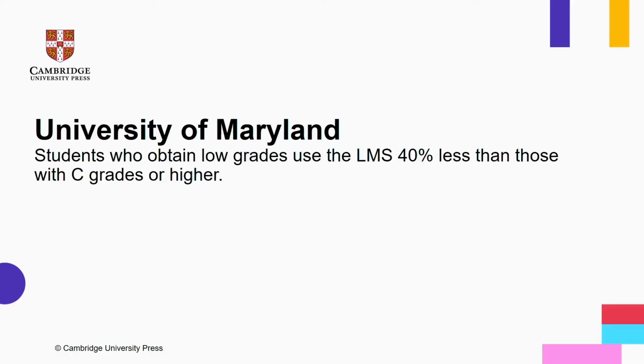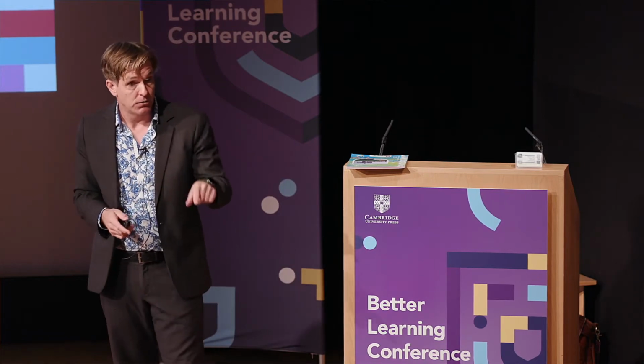So here's an interesting finding and a question for you. University of Maryland used the LMS that they had, and they observed something interesting, by chance actually. They noticed when they were looking through their LMS data across the university, so this is not language education, this is all subjects, that students who had low grades used the learning management system at the university 40% less than students who had C grades or higher. Okay, so think about that for a moment.